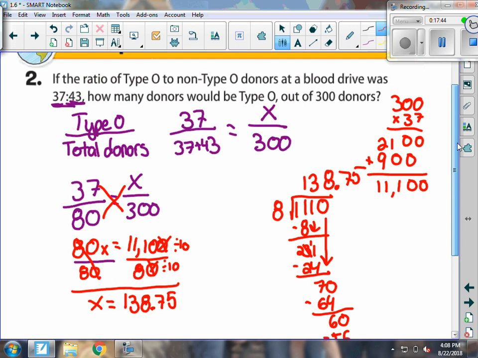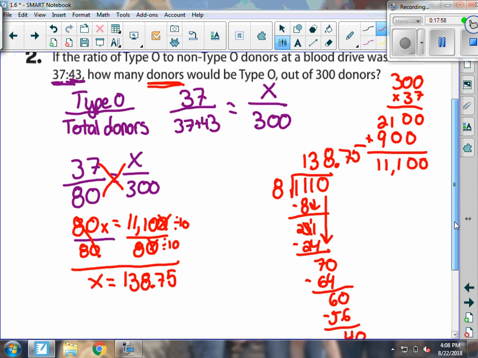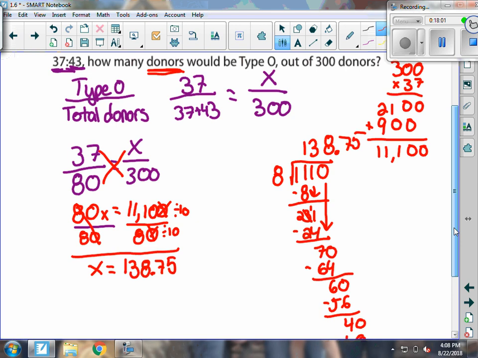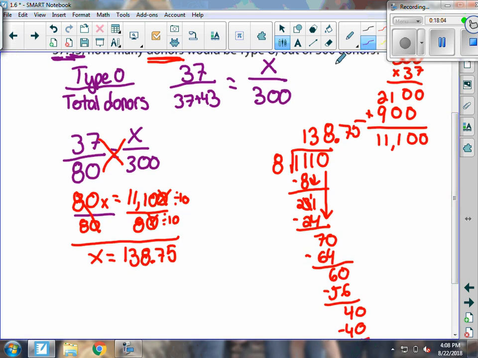But what are we talking about? Let's go back. We're talking about donors. What are donors? Those are people. Do you have 0.75 of a person when you're counting people? You don't. So we need to round this. Okay, so we're going to round this up. So our answer will be x is approximately, because I'm rounding, 139 type O donors. So here's our answer.